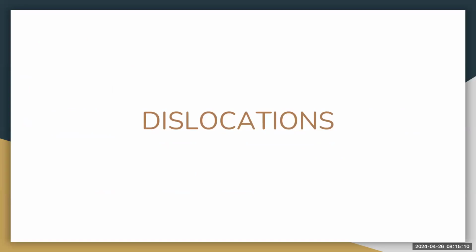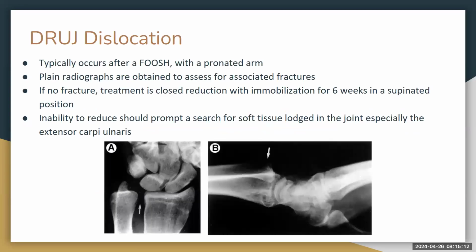All right, we're going to move on to dislocations. So first, DRUJ dislocations. This is typically a fall on a pronated arm. We do get plain radiographs to look for fractures. If there's no fracture, we can do treatment with closed reduction and immobilization for 6 weeks. And the one thing I learned is you want these patients supinated. That's a big deal for them. And sometimes they don't necessarily tolerate it. So trying to get them as supinated as possible.